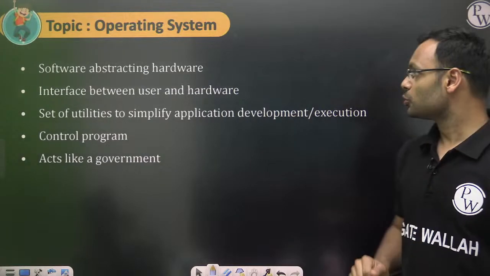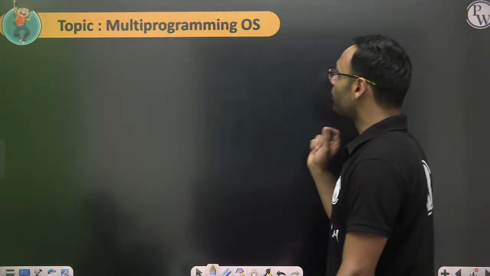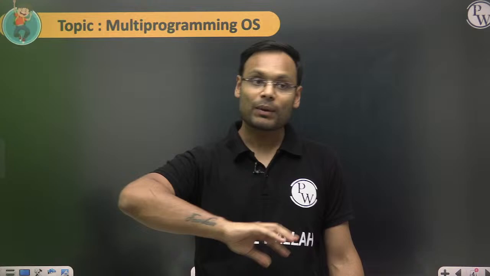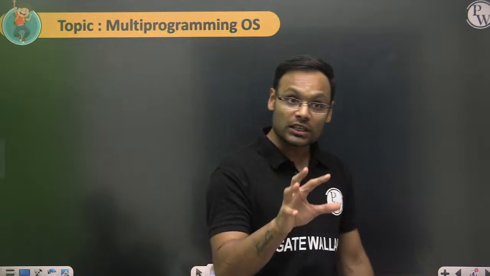Now let's go to the topic, multi-programming OS. There are a lot of types of operating systems, depending on what facility we want from the operating system and what kind of computer system we are building. Say we want a computer system to be used by multiple users simultaneously, at the same time, multiple users using the same CPU, same hard disk. Is it possible? Yes, a multi-user operating system makes it possible.